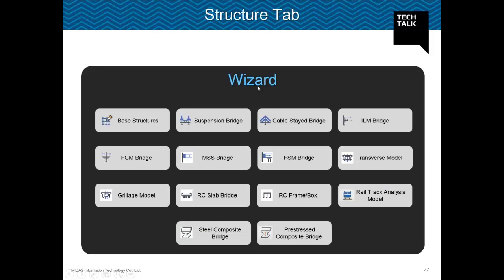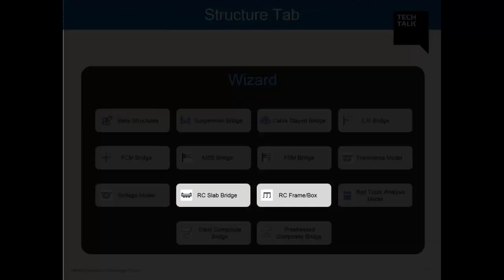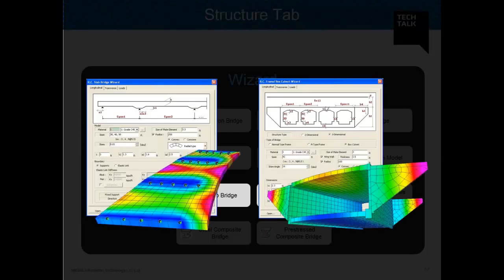The wizard. This is a type of modeling feature that is most loved by our MIDAS Civil users. With a wizard, you can visualize your project structure from commonly used slab and box culvert to cable bridges. For slab and box culvert, you can visualize the slab bridge with a skew or box culvert with a plate very easily.